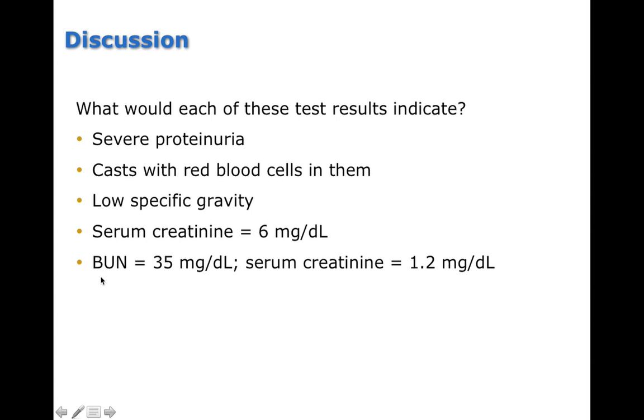Now, BUN is blood urea nitrogen, and normal BUN levels are around 20 milligrams per deciliter. So this is obviously elevated quite a bit. And like creatinine, if blood urea nitrogen is high, that's going to tell us that your kidneys are not getting rid of this nitrogenous waste, so it's staying in your blood, which is going to tell us why this is in high concentration within blood. So this is also going to indicate kidney disease.